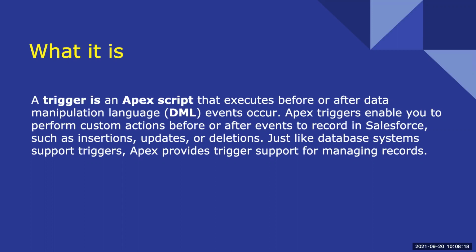Apex triggers enable you to perform custom actions before or after events. So either before a record is being updated, or after a record is being updated, or a new record is being inserted. They apply to records, and as I mentioned, these can be insertions, updations or deletions. This is similar to database concepts of triggers, and Apex also provides the same trigger support for managing records. So this is the basic thing of what a trigger is.